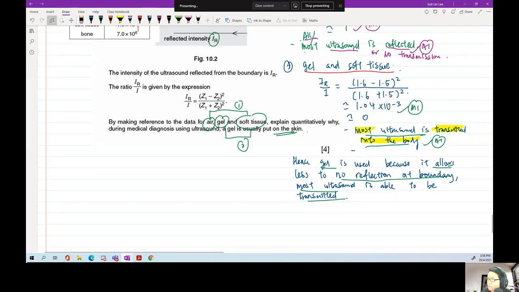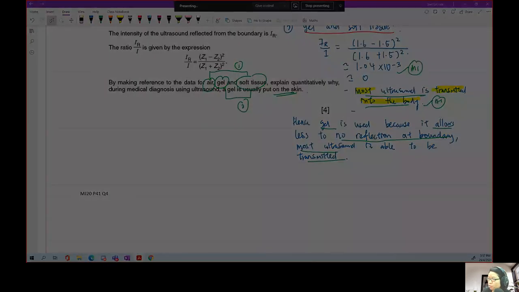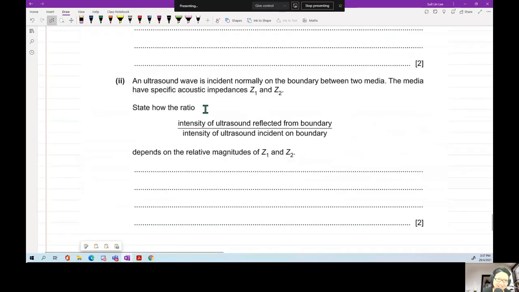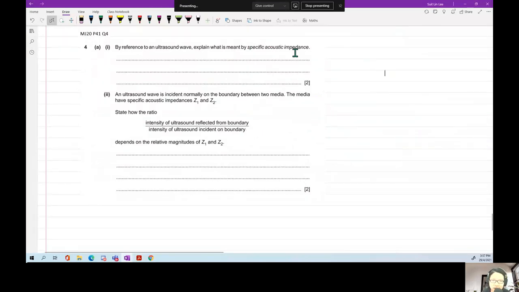What about attenuation? Let's see if there is an attenuation question in the recent past years. Yes, there is one. So I'm going to move on to talk about the attenuation question in May/June 20, Paper 4, question 1. I'm not going to do 4A because 4A is just the same thing. 4A is this one.